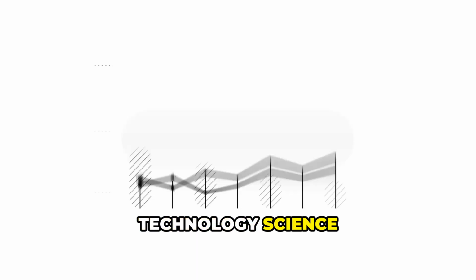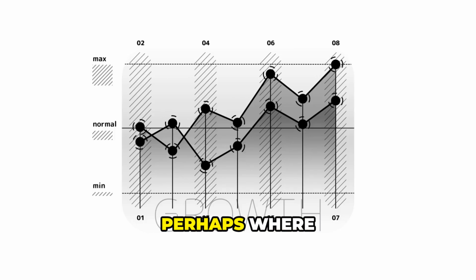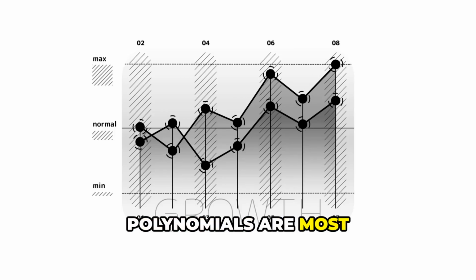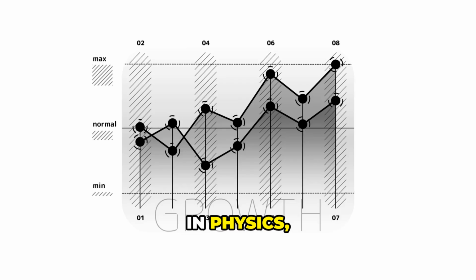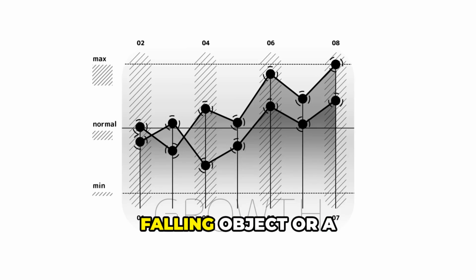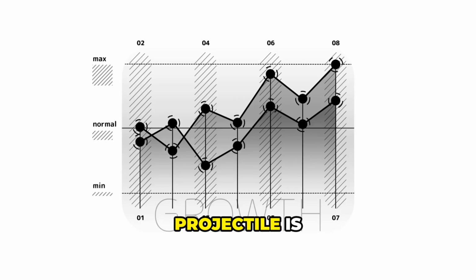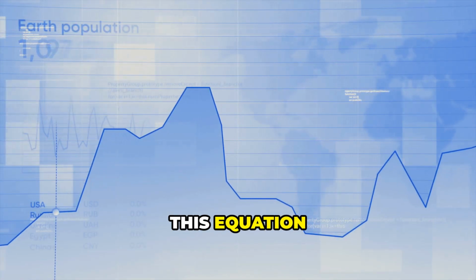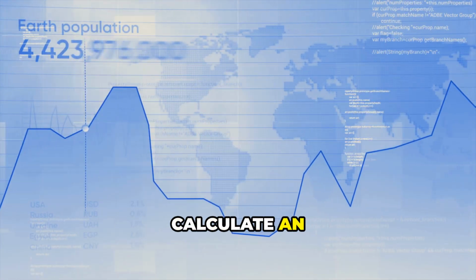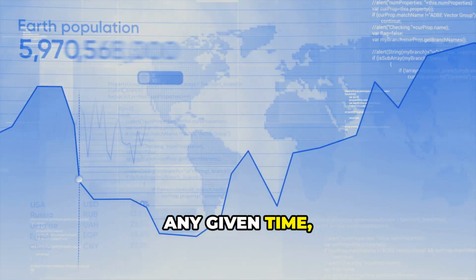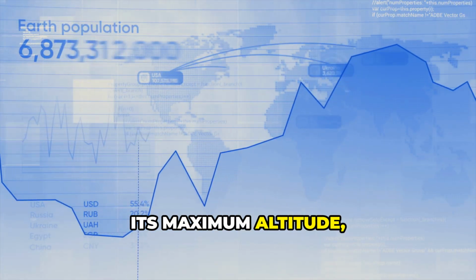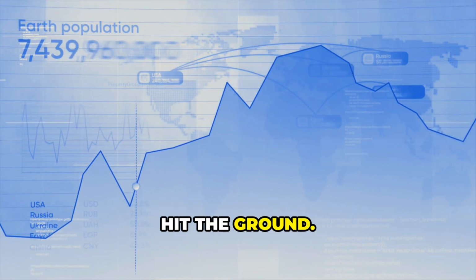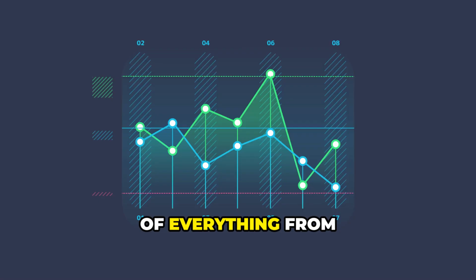Science and technology are perhaps where polynomials are most deeply embedded. In physics, the motion of a falling object or a projectile is described by a simple quadratic polynomial. This equation allows us to calculate an object's height at any given time, its maximum altitude, and when it will hit the ground. It's the foundation of everything from ballistics to orbital mechanics.